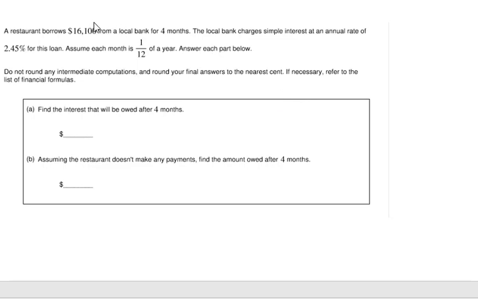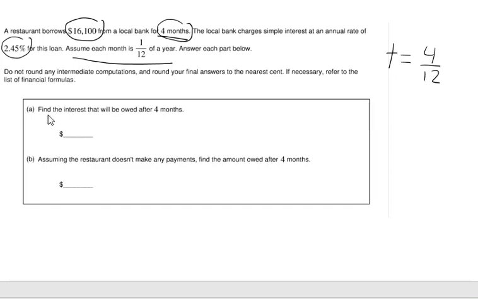Okay, so let's go ahead and look at another question. A restaurant borrows $16,100 from a local bank for 4 months. The local bank charges simple interest at an annual rate of 2.45% for this loan. Assume each month is 1/12 of a year. Answer each part below. If each month is 1/12 of a year and they borrow the money for 4 months, the time in years is going to be 4 out of 12, because it's 4 months out of the 12 months, because there's 12 months total in the year.